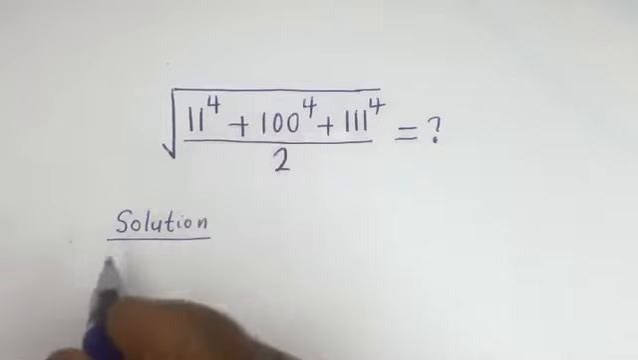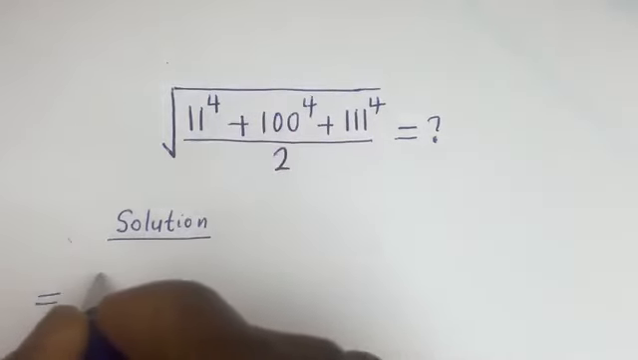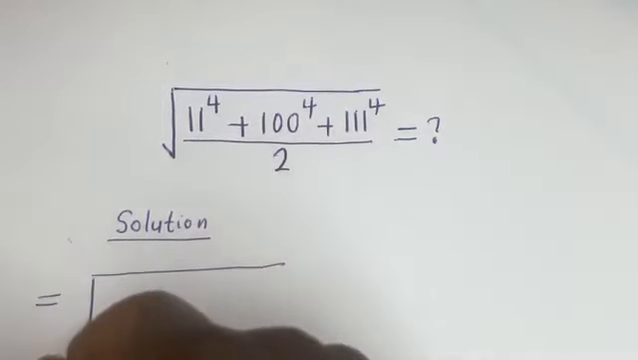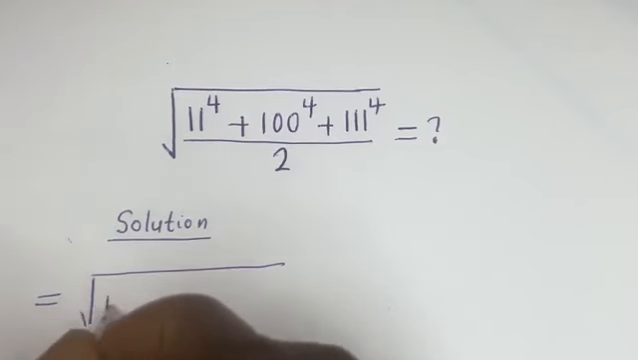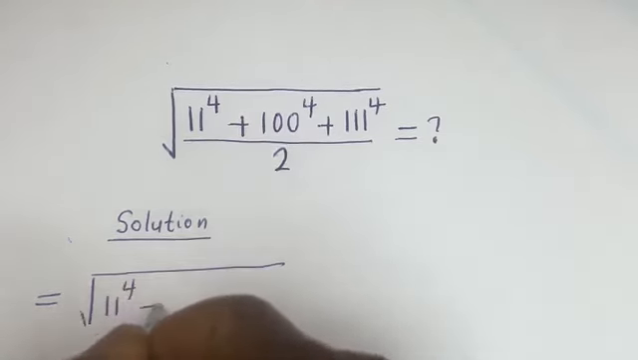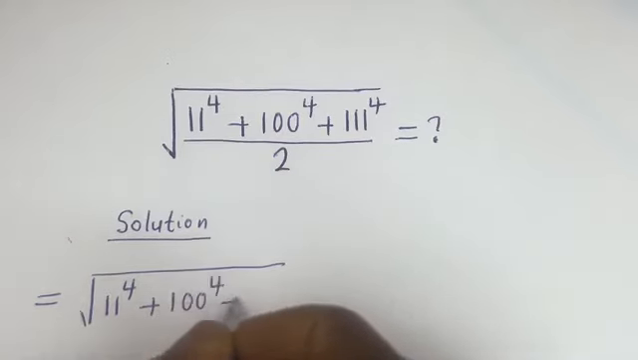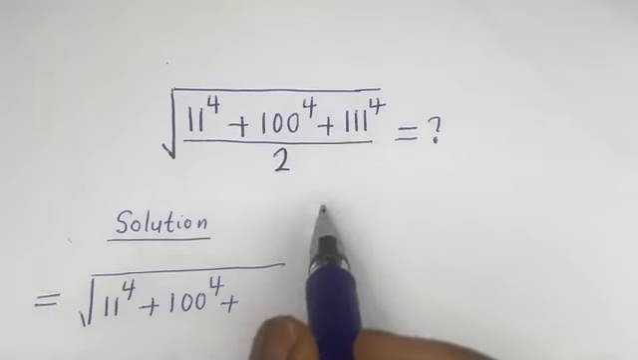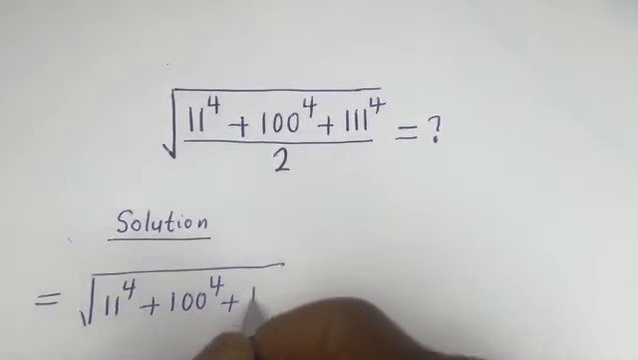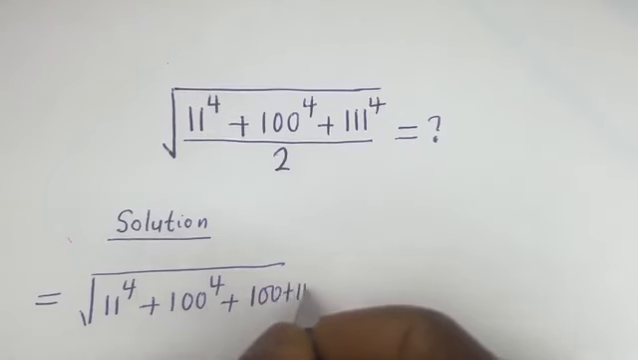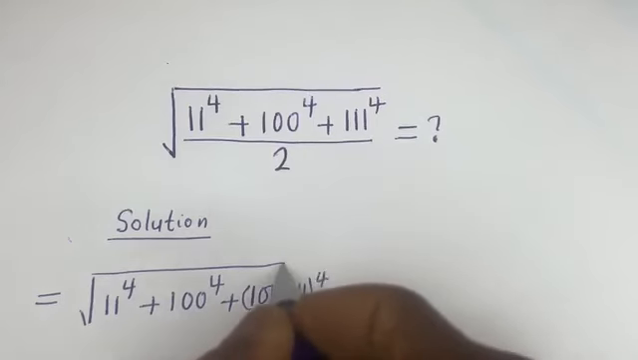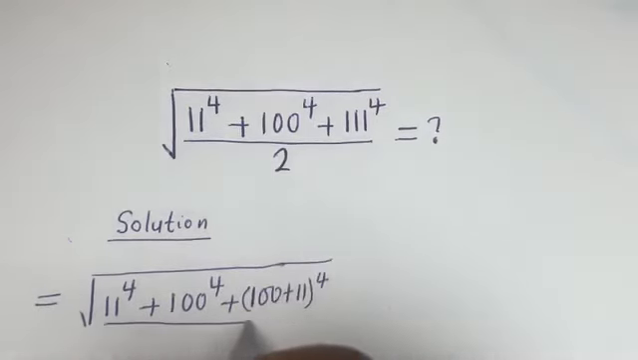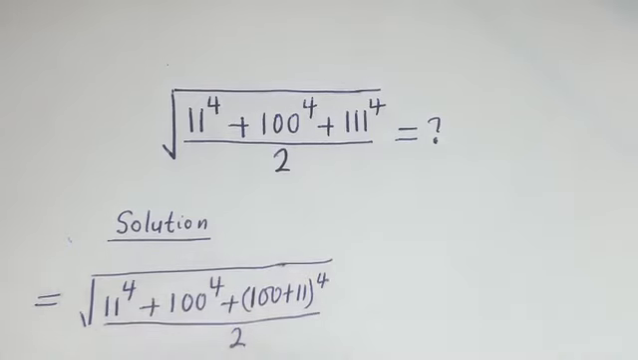Then this can be written as square root of 11 to the power of 4 plus 100 to the power of 4 plus 111 to the power of 4, which can be written as 100 plus 11 all to the power of 4, everything divided by 2.